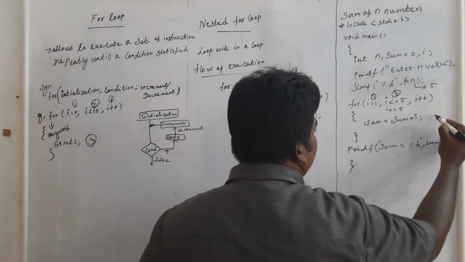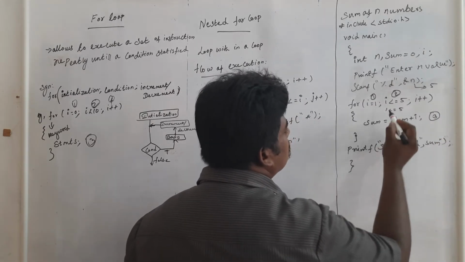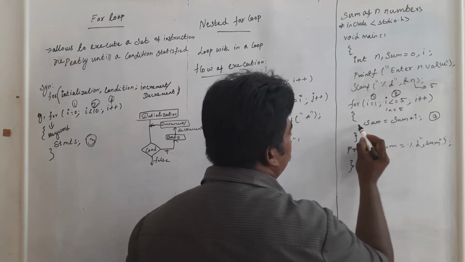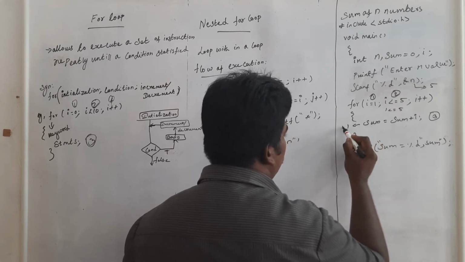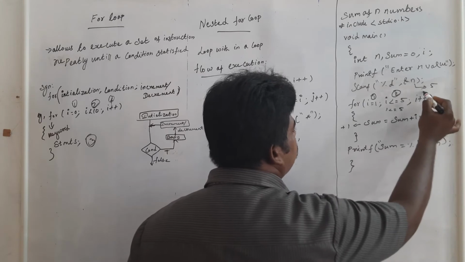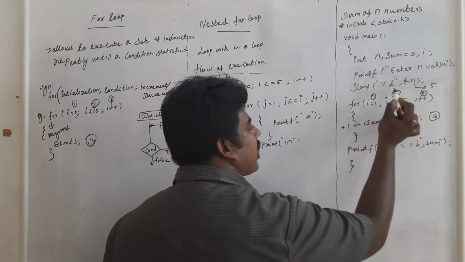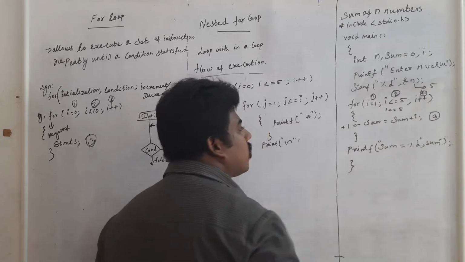Then this is the third step, the body. Already sum equal to 0. 0 plus 1, how much? You will get 1. Then after completing this is the fourth step. First step, initialization. Second one is condition. Third is body. Fourth one is increment.